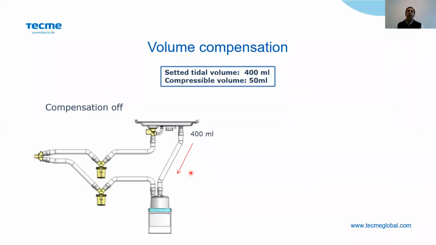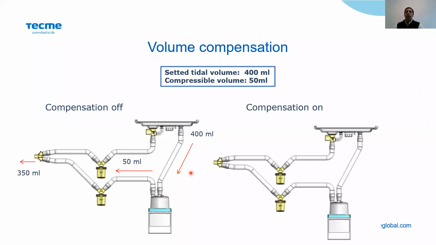This volume compensation is going to work in the following situation. As I said before, in this example, we are going to set the tidal volume of 400 milliliters. In this case, the compressible volume that remains inside the patient circuit is 50 milliliters. So if the compensation is off, the machine is going to deliver 400 milliliters. 50 milliliters are going to remain inside the patient circuit, and the patient will get only 350.